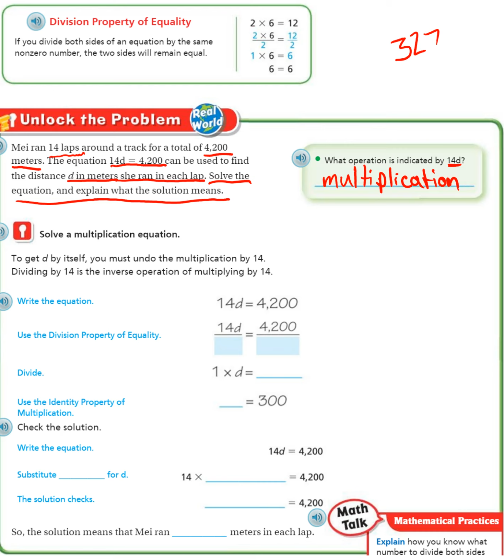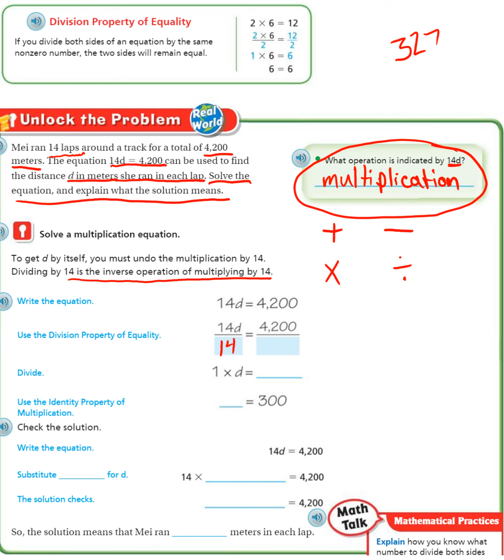Okay, so again, just like before, our goal is always to get this letter by itself. So to get d by itself, you must undo the multiplication by 14. Dividing by 14 is the inverse operation of multiplying by 14. Remember from last week, the opposite of addition is subtraction. The opposite of multiplication is division. So to get this d by itself and get rid of this 14, I have to do the opposite. This is multiplying by 14, so I need to divide by 14.